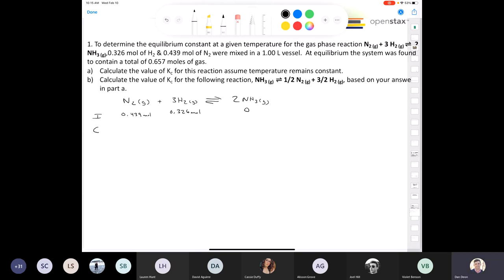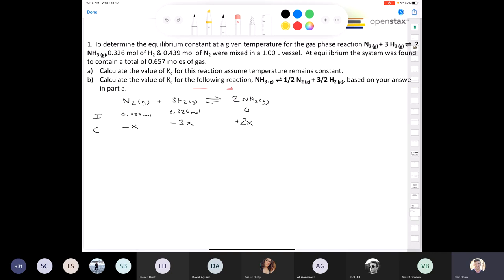Yeah, you're all exactly right. Okay. In this case, it's our first case today, I think, where our reaction shifts towards the products, right? So that means we're going to lose X amount of nitrogen. We're going to lose 3 times as much hydrogen because the ratio is 1:3. And then we're going to gain twice as much ammonia as we do nitrogen, because the stoichiometric ratio of nitrogen to ammonia is 1:2. So there we go.